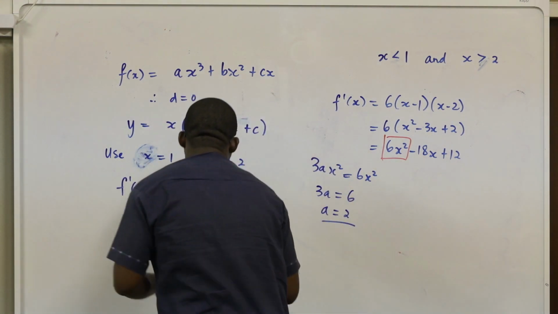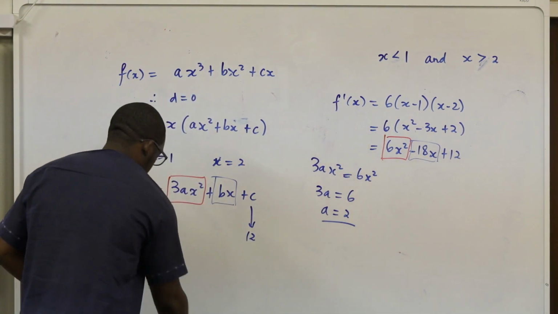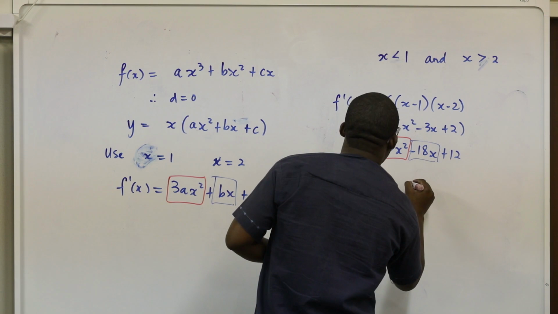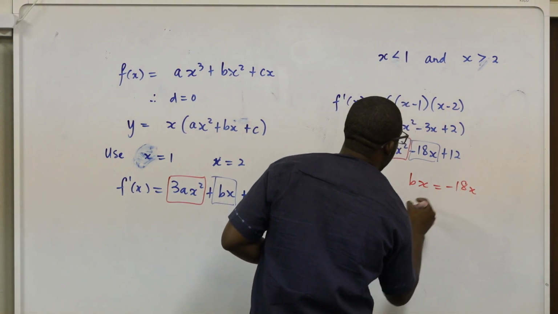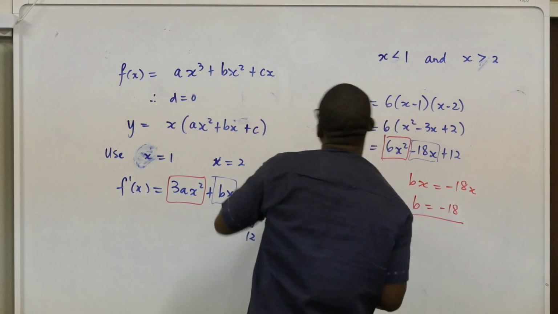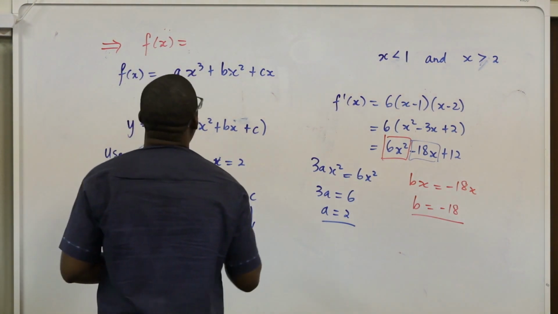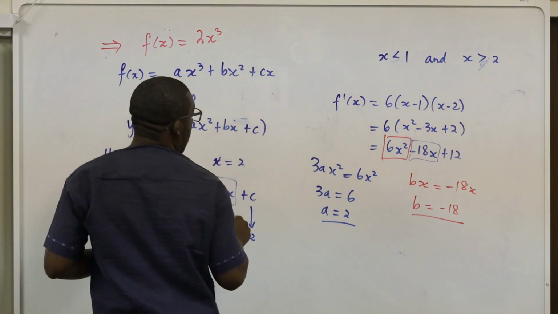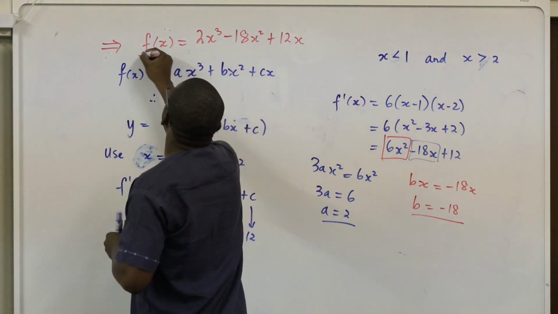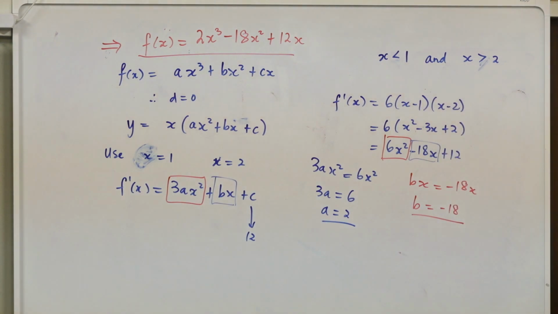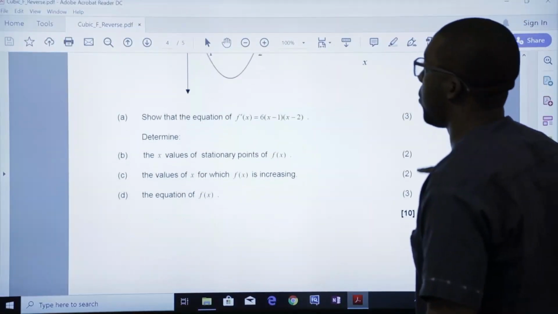Next up, this is equated to that negative 18x. So 2bx should be equal to negative 18x. Divide the x's on both sides. b is equal to minus 18. Finally, this implies f of x, the original function: a was 2, so 2x cubed. b is negative 18x squared. And lastly, c was 12x. That is how you relate the two, and you get the equation of the original function f from these pieces of information.